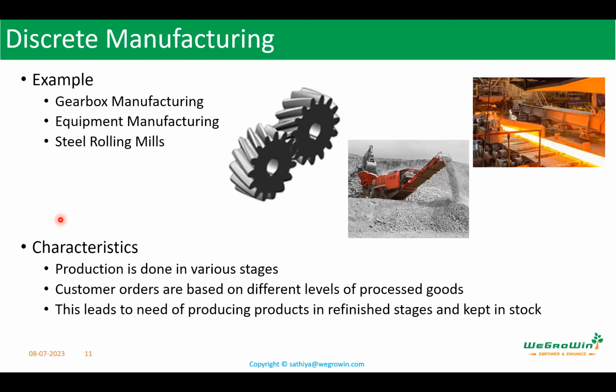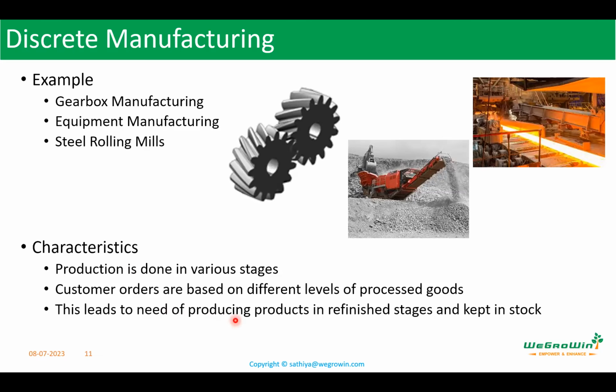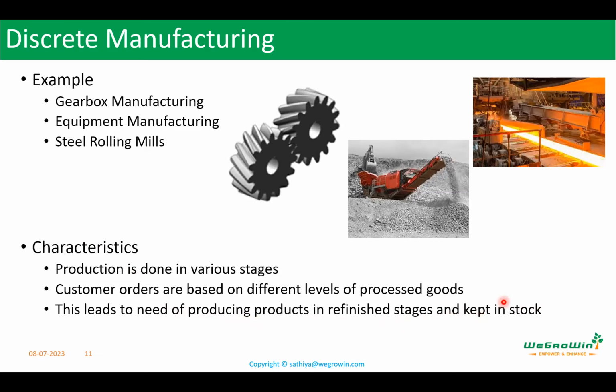The characteristics are that production is done in various stages. Customer orders will be received at different levels of the processed goods. It may be semi-finished goods, finished goods, or assembled goods; any type of product they may ask for. Also, there may be a need to produce the products in refined stages and keep them in stock. That is a characteristic of discrete manufacturing.